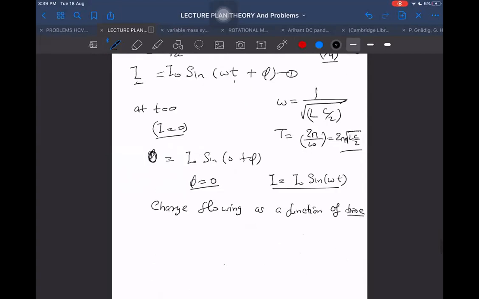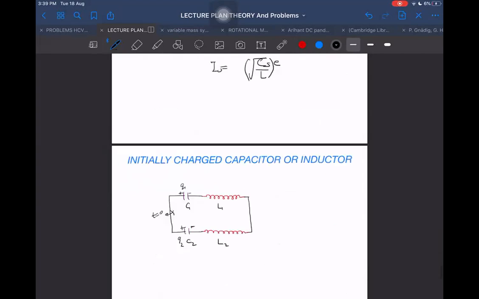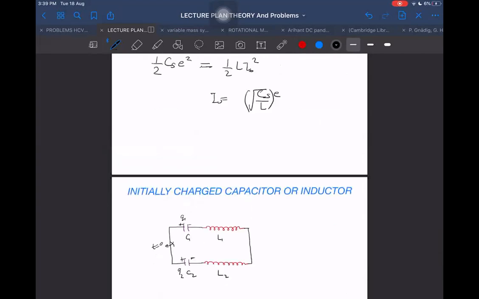This time what am I getting now? I think the same only. Last time the series effective capacitance was equal to C by 2. Now it will be CS only. So same only. So we can just remember this: finally the peak current comes out to be equal to root of CS by L into E.